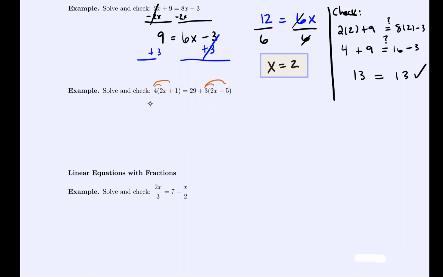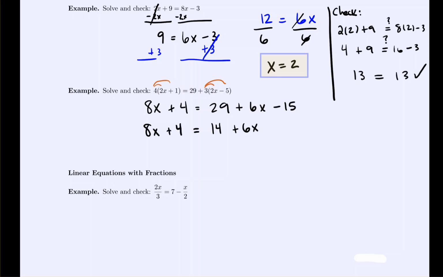4 times 2x would be 8x. 4 times 1 is a positive 4. That's supposed to be equal to 29 plus, 3 times 2x is 6x. 3 times negative 5 is negative 15. Now I can simplify. The left side is fully simplified. The 8x and the 4 can't combine. But on the right side, we could simplify the 29 minus 15. 29 minus 15 would be just 14 plus 6x.